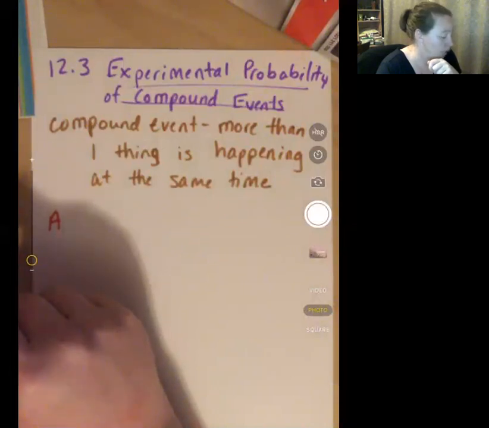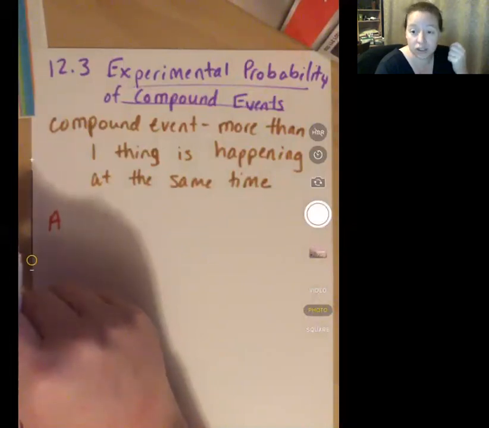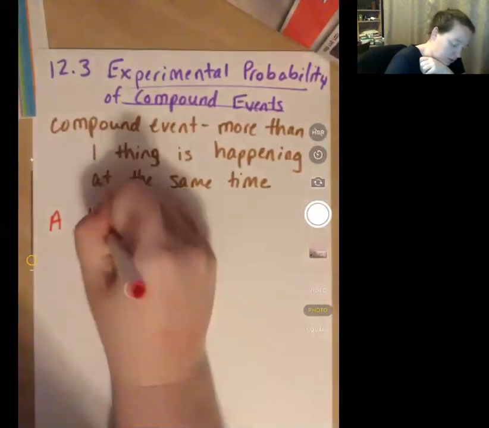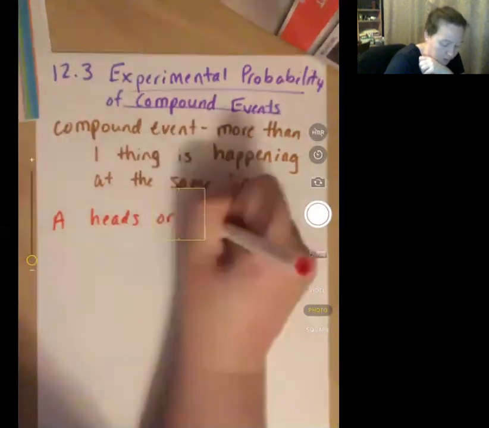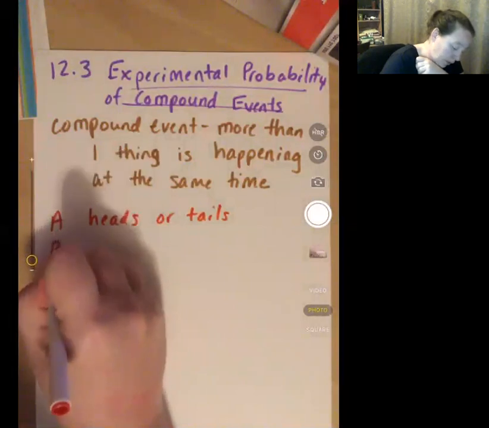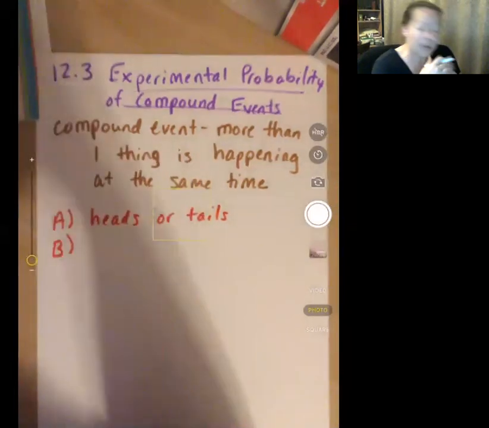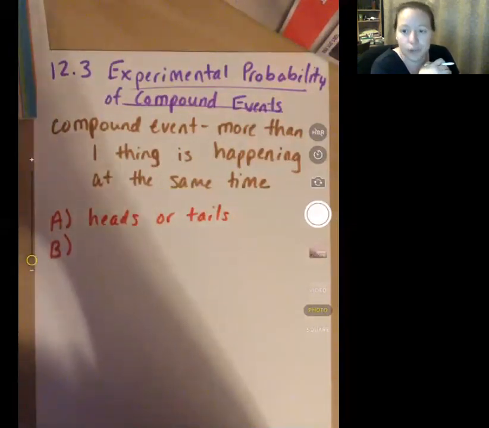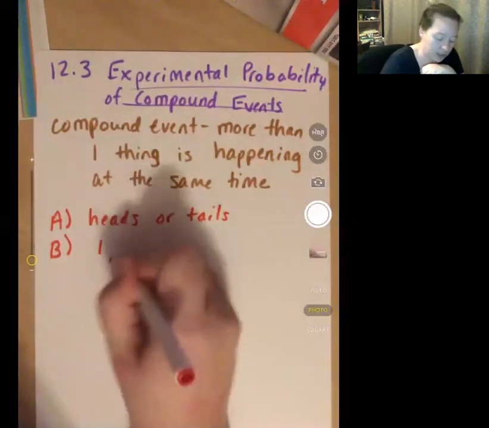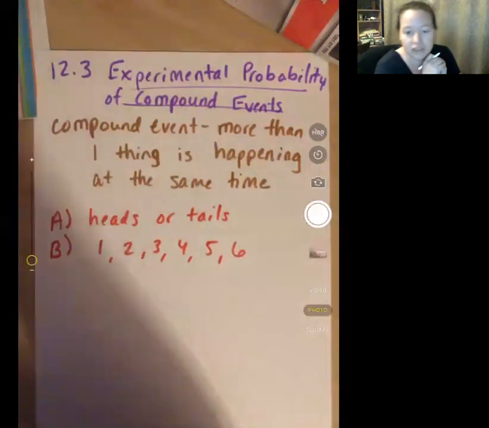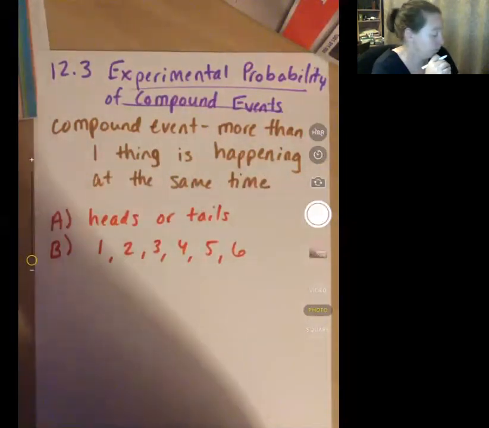So you have either heads or tails. B, what are the possible outcomes of rolling a die? A standard number cube. They mean a die once. So that would be 1, 2, 3, 4, 5, 6. Those would be our options.